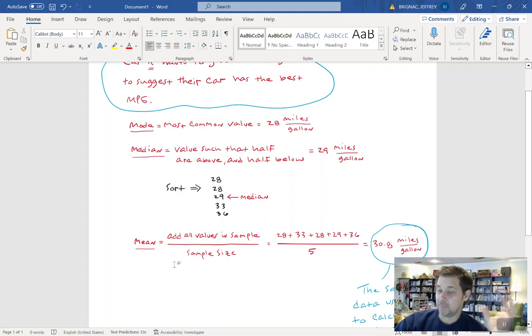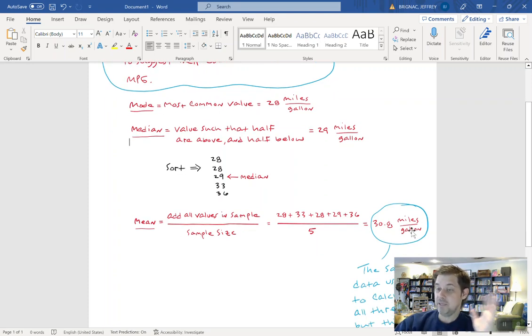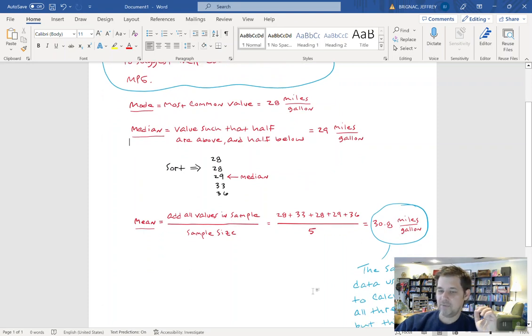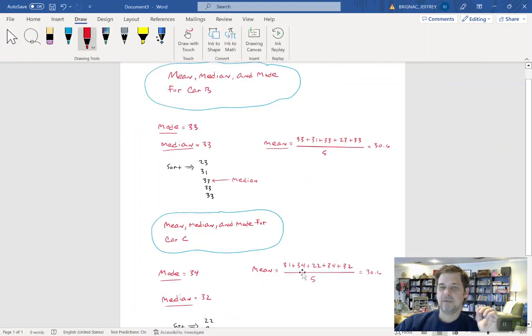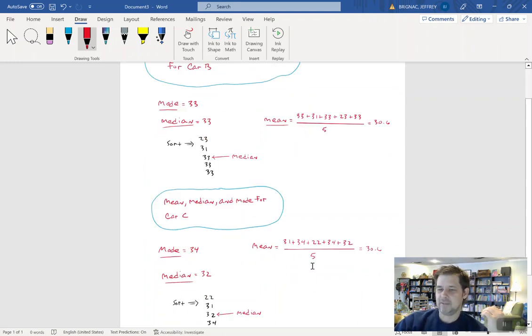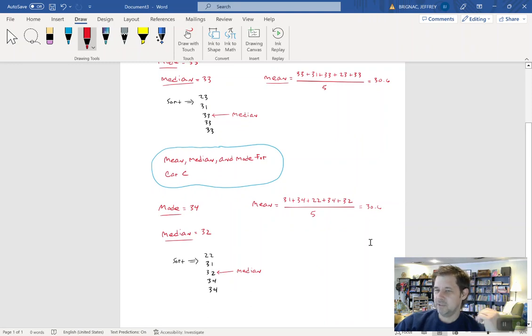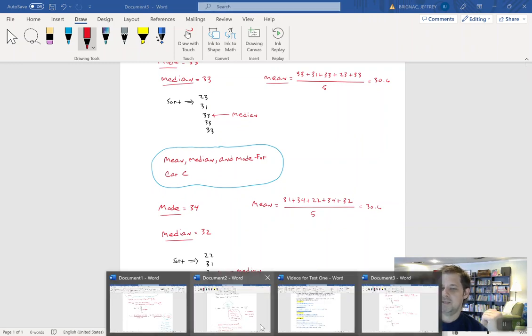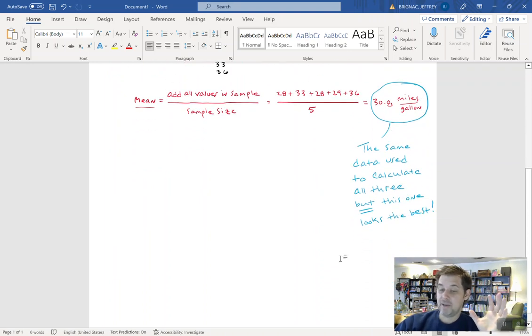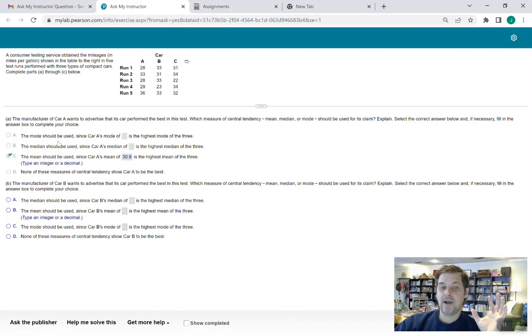So if the manufacturer for car A wanted to give one of these measures of central tendency to make it look better, in an apples to apples comparison of the modes, the medians, or the means, the mean would be it. It could say, our car has a mean gas mileage of 30.8 miles per gallon, but our competitor's car B only has a mean of 30.6, and car C also only has a mean of 30.6. As far as that's concerned, we're better. We've got the higher fuel efficiency. That's the comparison intended behind this question.